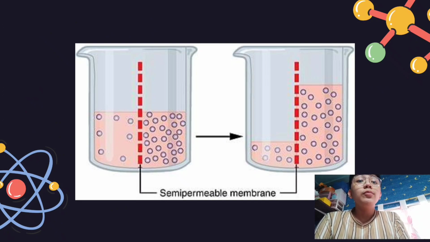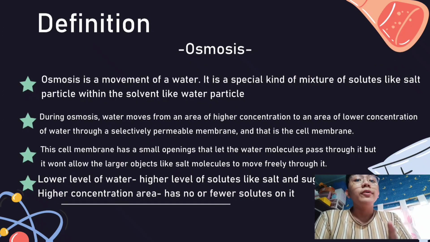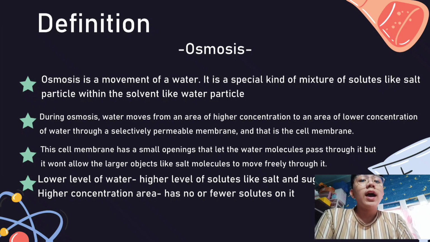As you can see, the red broken line is the semi-permeable membrane. On the first picture, the same side have the same quantity of water, and in the second picture, the right side has more water than the left side, because the right side area has a lower concentration. Because during osmosis, water moves from an area of higher concentration to an area of lower concentration of water. Remember, lower level of water has a higher level of solutes like salt and sugar, and higher concentration area has no or fewer solutes in it.